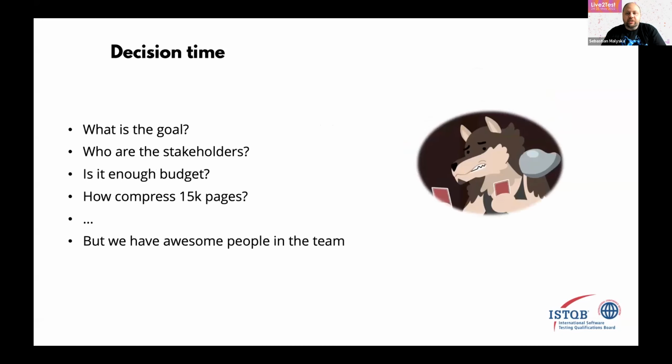And as usual, being in the middle is not the best position. It was a hard decision time, because we already had a vendor, we already had some communication, we were after an RFP process, we had some budget, and some work had been delivered, but this was totally not my context, not my idea of the new website.